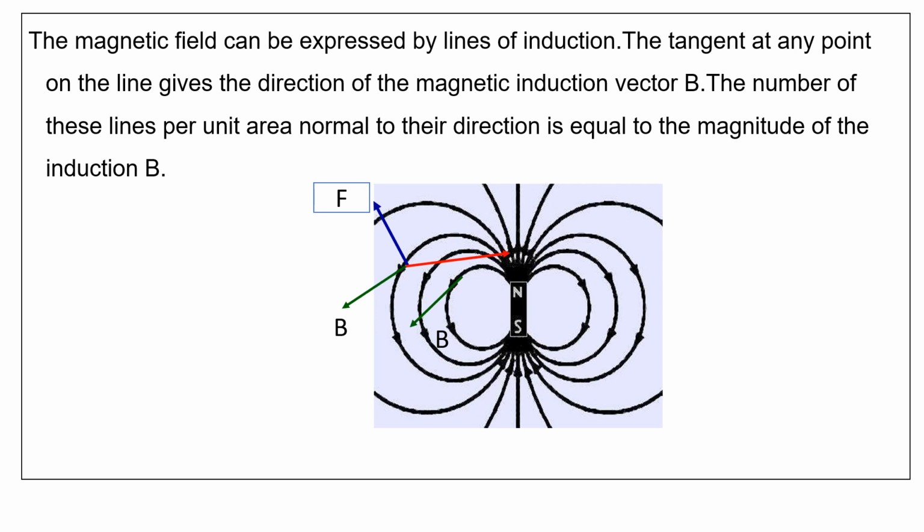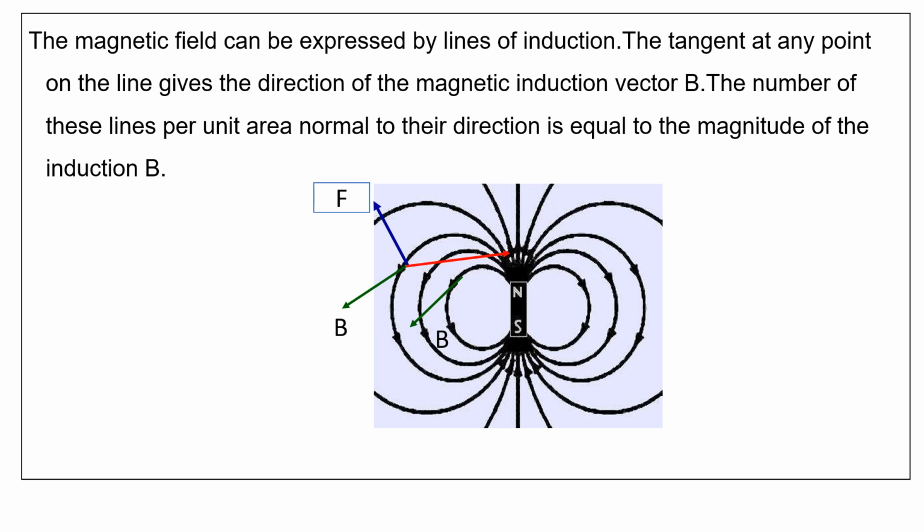Next, the magnetic field vector can be represented as shown in the figure. If we consider the magnetic field lines, then we are considering the tangent at any point on the field lines. It gives the direction of the magnetic field vector B. That is, here B is represented as the tangent at any point on the magnetic field lines.